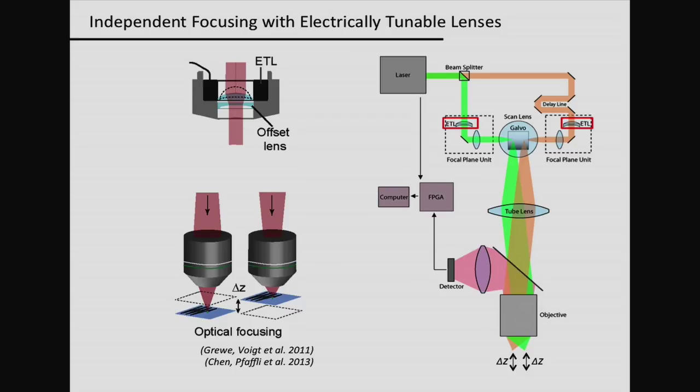So in order to get independent focusing, what we use is electrically tunable lenses. These are liquid membrane lenses that can be driven by a voltage signal, a coil. If you drive this membrane, you can produce changes in the curvature of the membrane, which changes the convergence or divergence of the beam, and this results in optical focusing. So we can install these ETLs on each beam path, and then allow you to independently select the imaging depth that you want to go after.